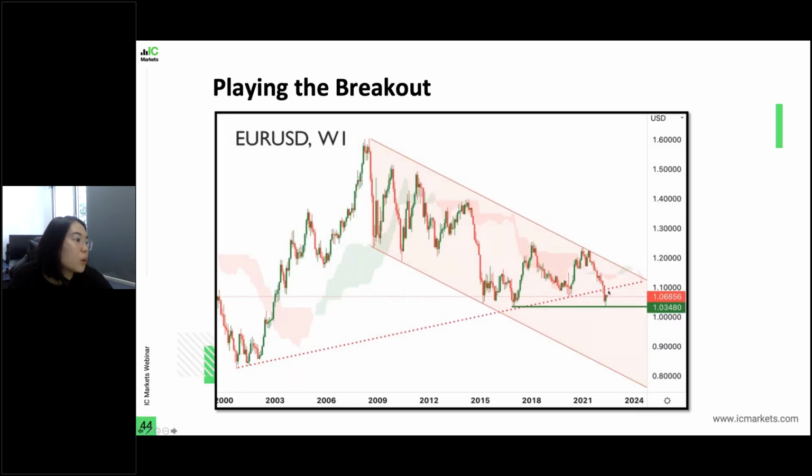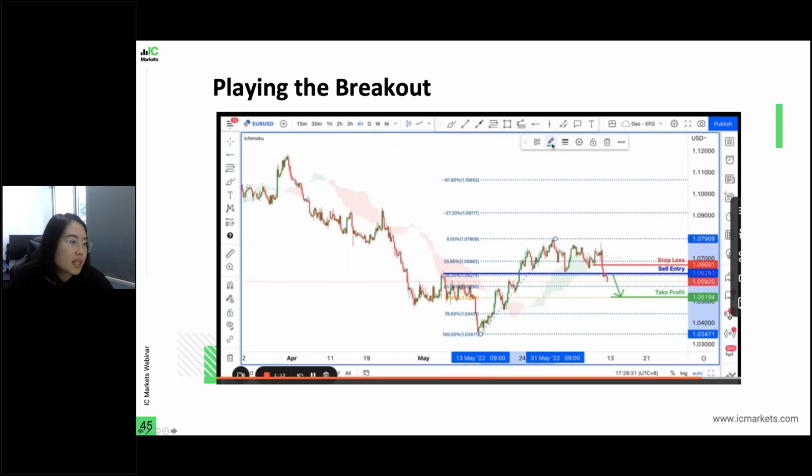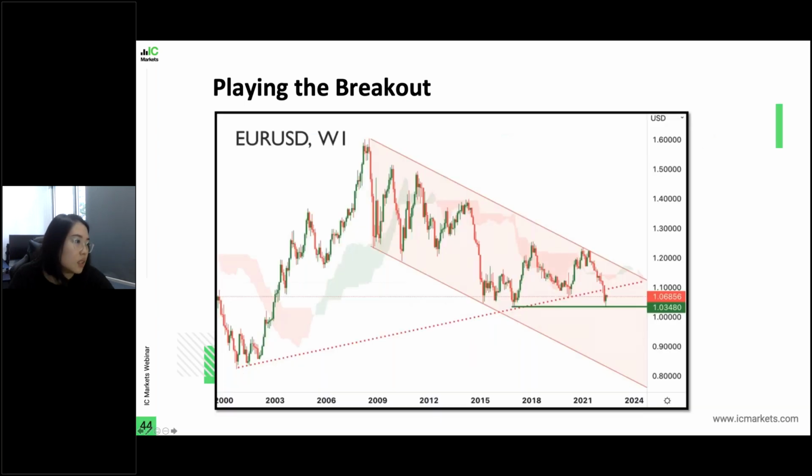Yeah, so it already broke the trend line. Now it's going to wait to break this horizontal channel. Sorry, horizontal support. It breaks, and that's where you enter for a sell.